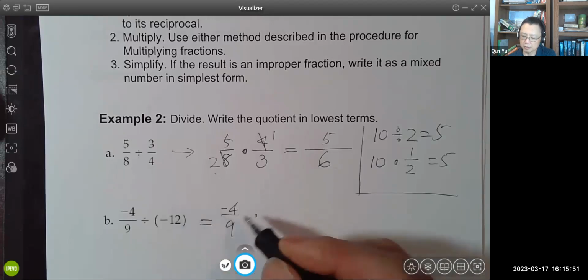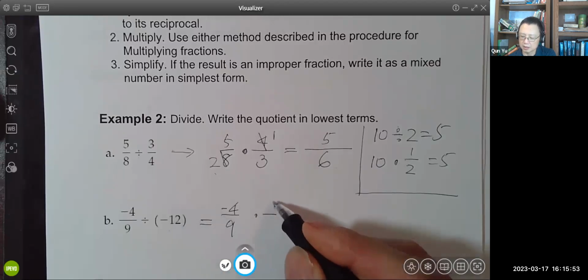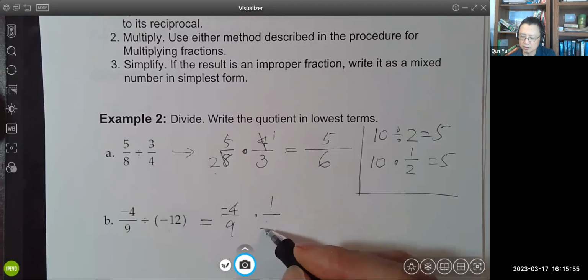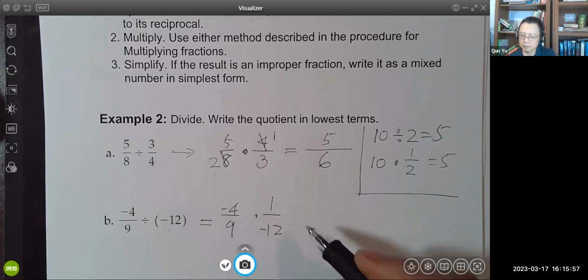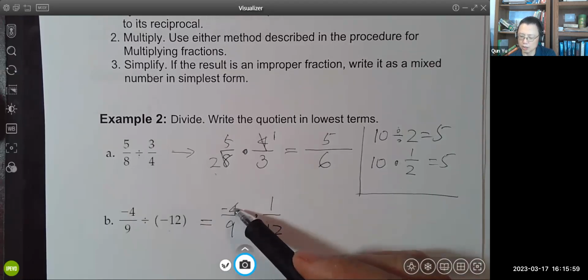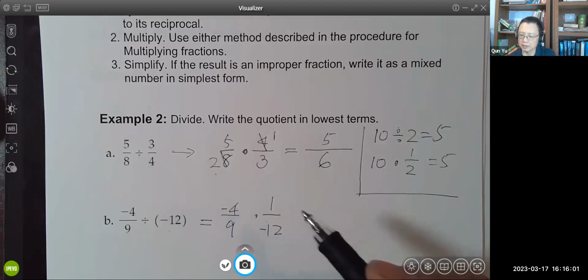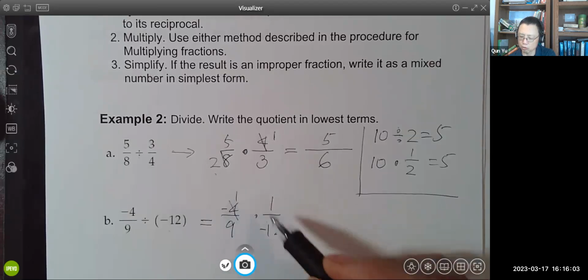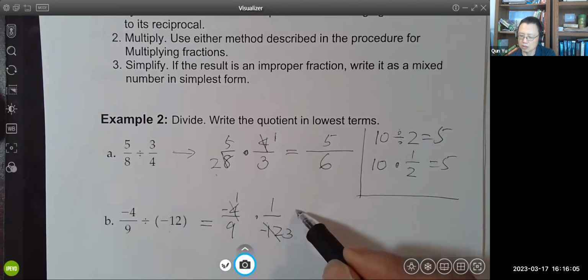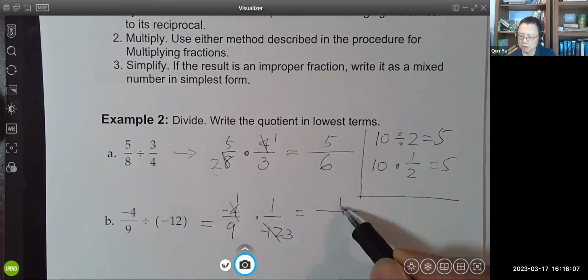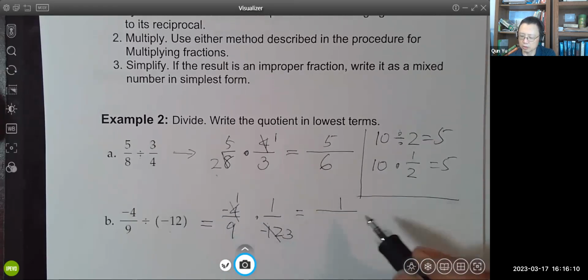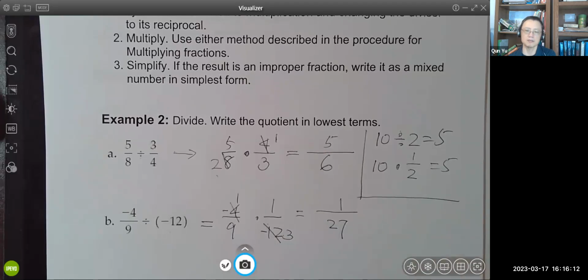Change division to multiplication, reciprocal. Now we do it as a multiplication problem. 4 and 12 can be simplified. Divided by 4, divided by 4. Now we get a 1 on the top. 9 times 3, that's 27. 1/27. So that's our final result.